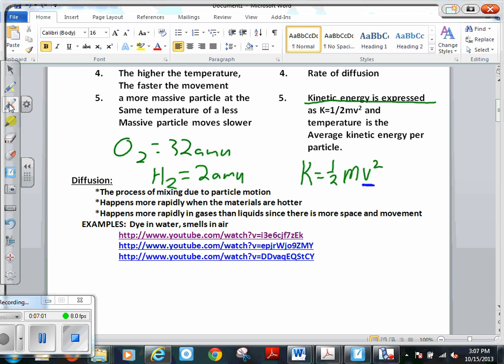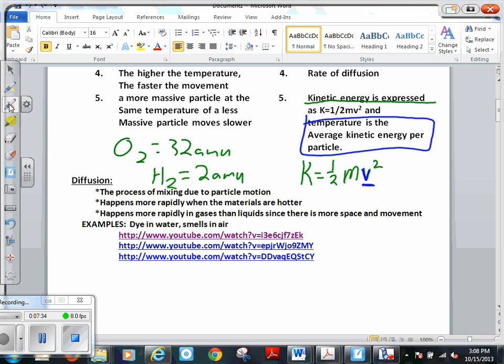V, right? Mass is how much it has, how many particles it's made of. V is the speed or how fast it's going. And temperature here is average kinetic energy per particle, or it's related to the average kinetic energy per particle. It's a direct relationship. There are some other numbers there that we'll talk about when you get to physics. But it's basically the speed of the particle times the mass, but it's the square of the speed.